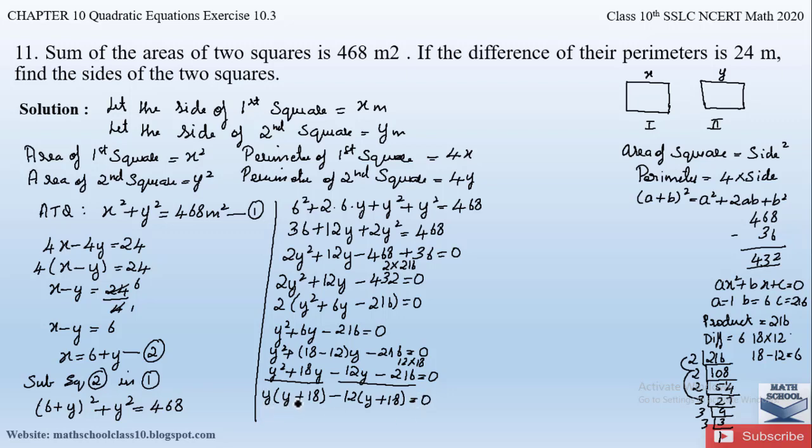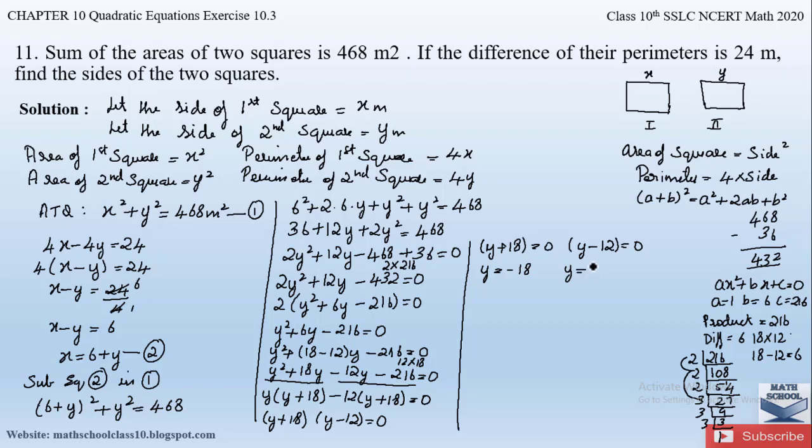So now you can see y plus 18 and y plus 18 is same. So we can take common outside. So y plus 18 into y minus 12 is equal to 0. So equate each of these terms to 0. You will get y plus 18 is equal to 0 and y minus 12 is equal to 0. Now therefore we will get y is equal to minus 18 and y is equal to 12.